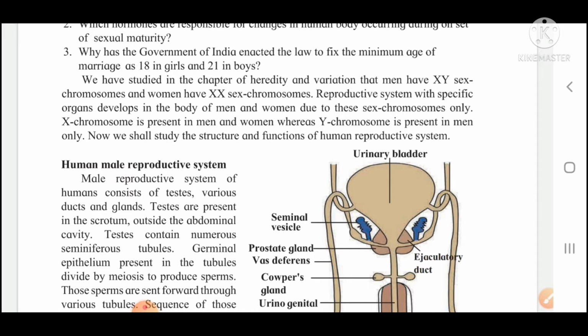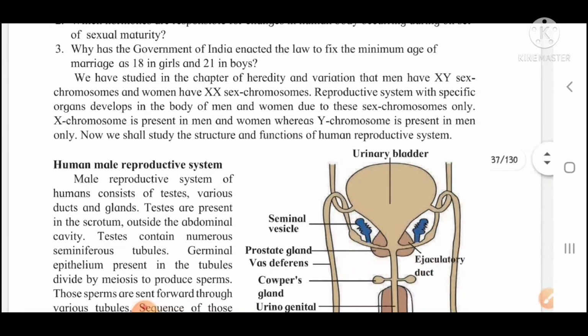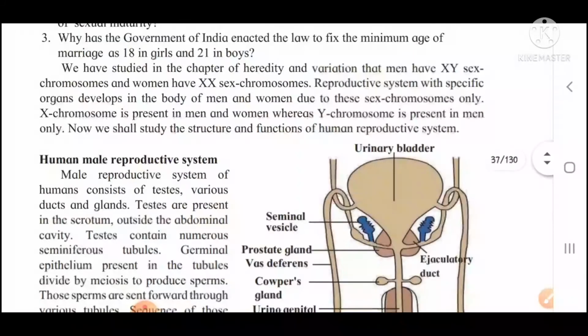We have studied in the chapter on heredity and variation that men have XY sex chromosomes and women have XX sex chromosomes. See, these are the two types of chromosomes which are present, one in male and one in female.